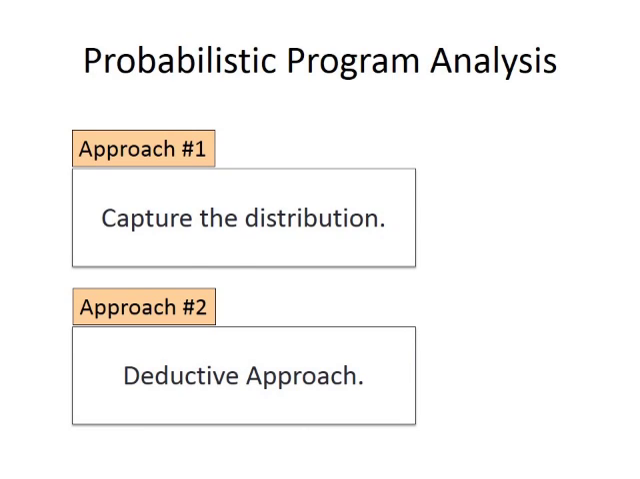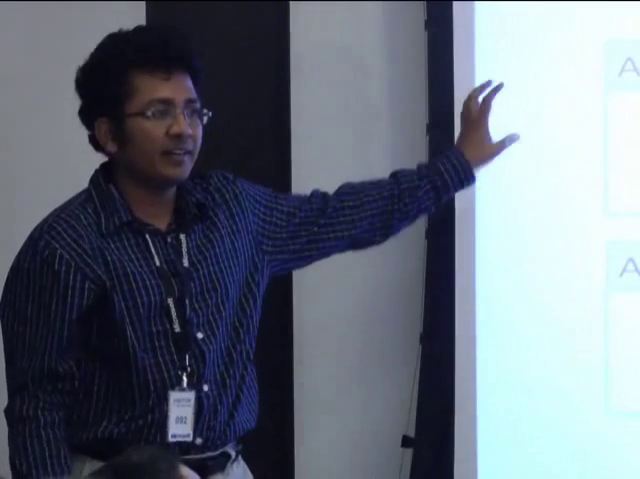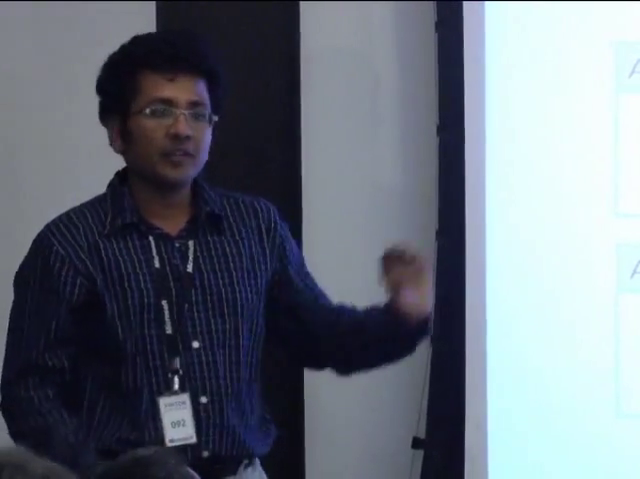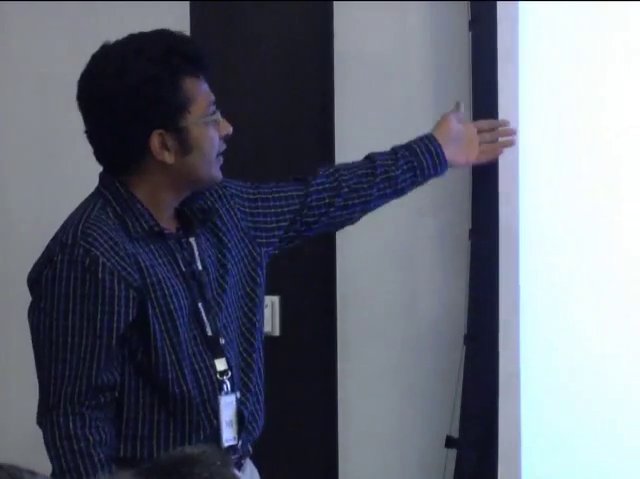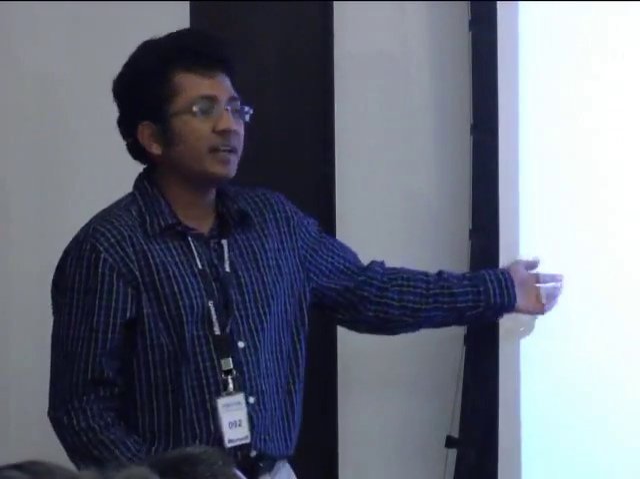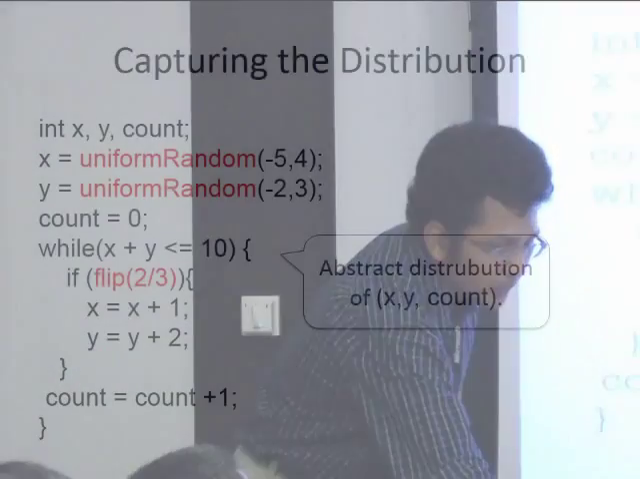So again, there are too many that don't fit in this category, but the nice thing about PowerPoint is you can make these two categories, and I made two categories instead of three. I said approach one is called capture the distribution. I'll explain what that is. Approach two is a deductive approach, and I'll explain that in a second. So our approach in this talk is going to be approach two, but let me explain the two approaches.